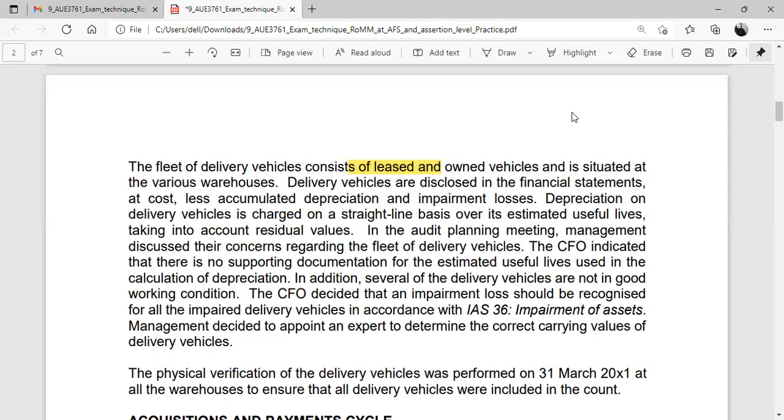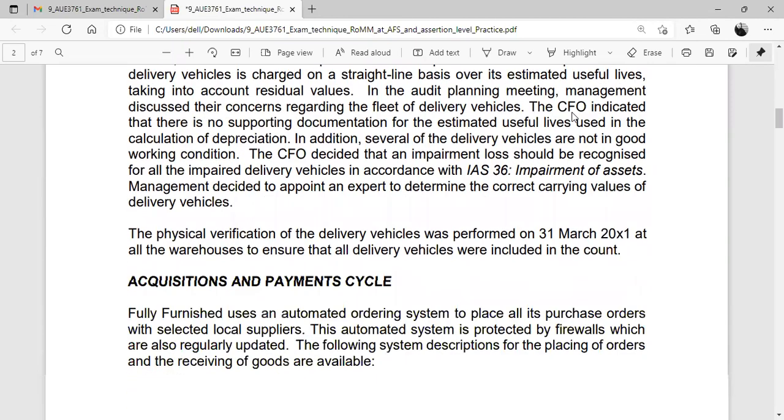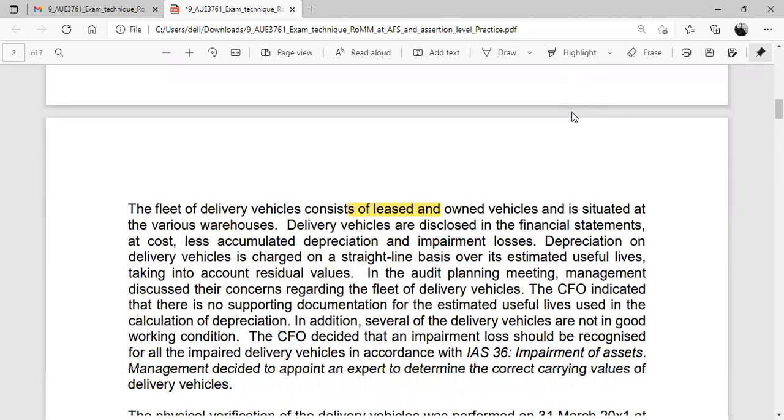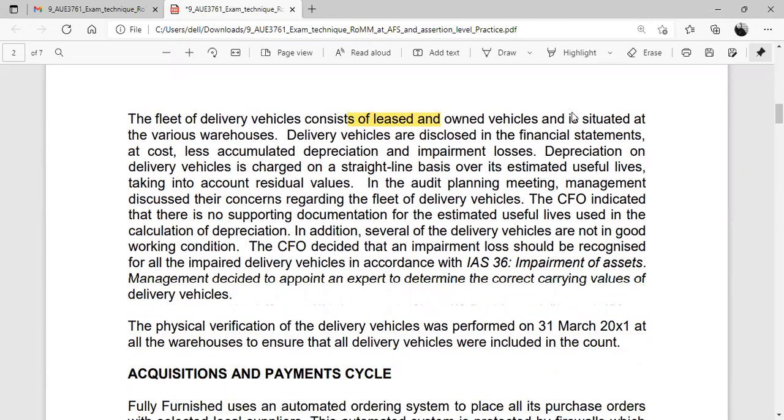The physical verification of the delivery vehicles was performed on the 31st of March at all the warehouses to ensure that all the delivery vehicles were included in the count. So we have to identify risk of material misstatement at assertion level and identify the affected assertion. So what do you guys have in mind?